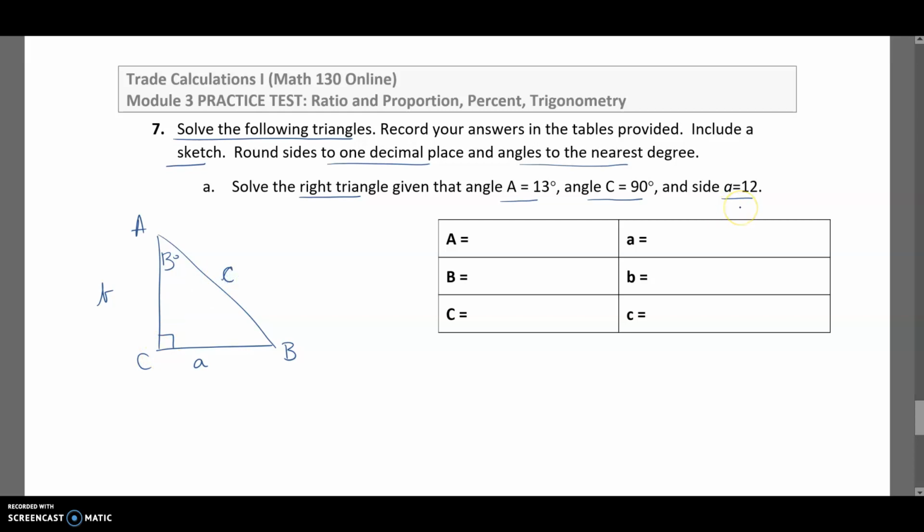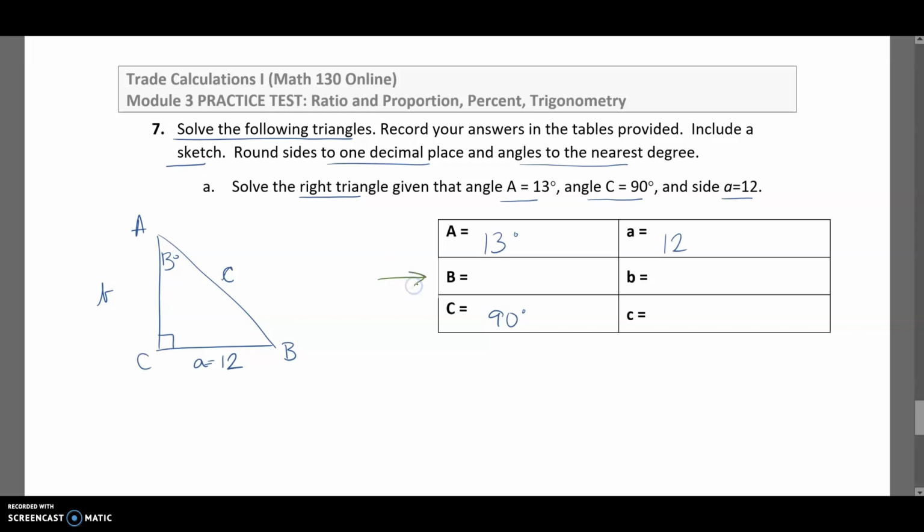In the question, I'm also told that side a is 12. I'm going to put the values I know in the table as well, because it can help me see where to start the question. A is 13 degrees, C is 90 degrees, and side a is 12. Solving the triangle means finding all the unknown values, so in this case, angle B and side c. You can choose where to start. I'm going to start here.